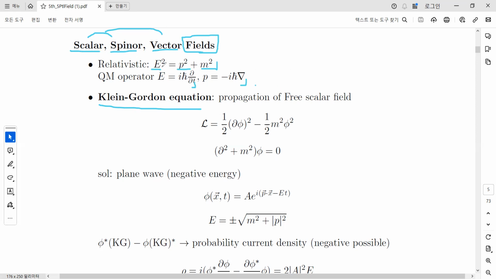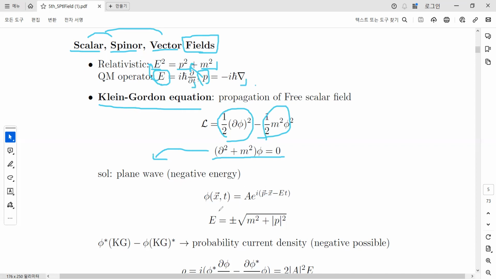From the relativistic energy-momentum relation, we can insert the operator form of the energy and momentum operators, d/dt and d/dx, for E and p, and it yields the equation of motion, the so-called Klein-Gordon equation. The corresponding Lagrangian can be written with the kinetic term and the mass term. The solution of the Klein-Gordon equation is a plane wave form.